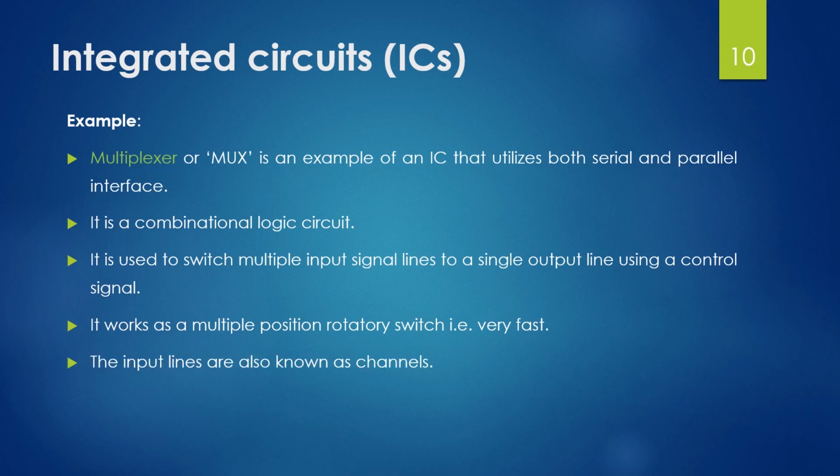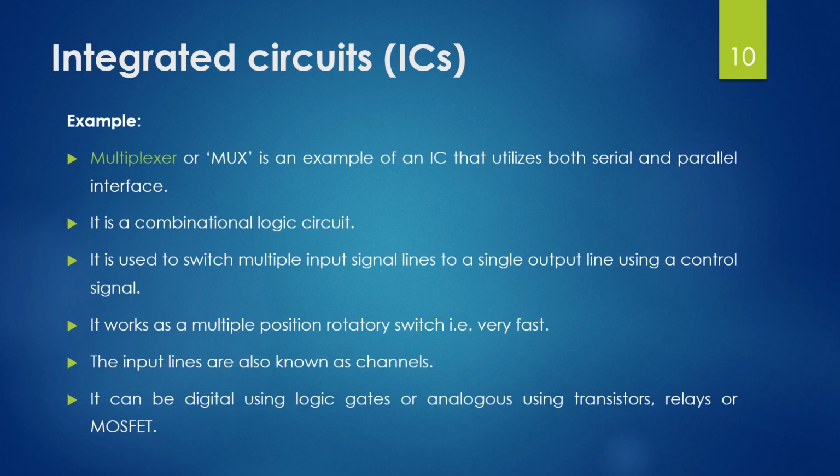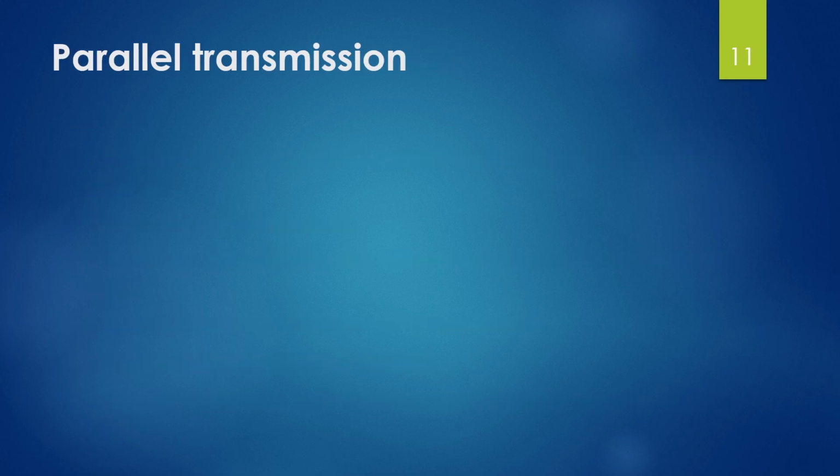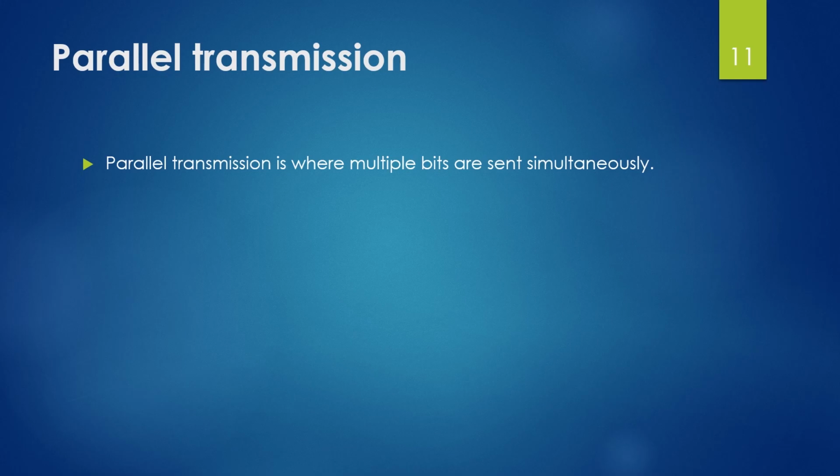The input lines are also known as channels. It can be digital using logic gates or analogous using transistors, relays or MOSFET. Parallel transmission. Parallel transmission is where multiple bits are sent simultaneously.